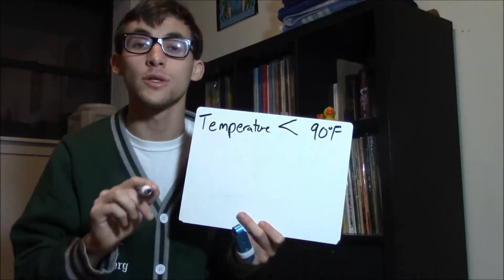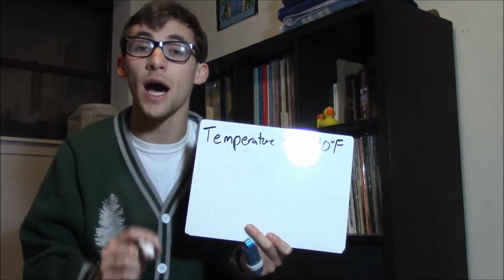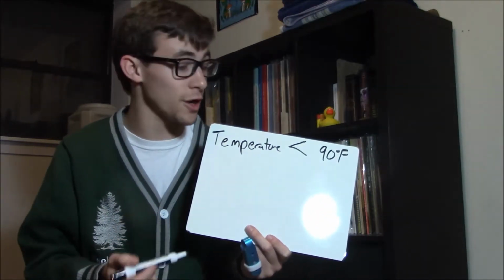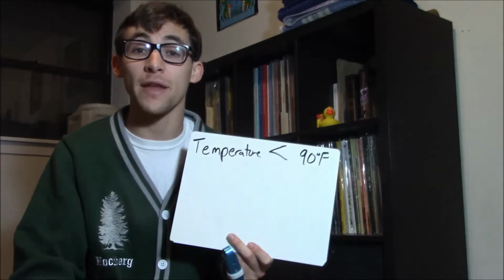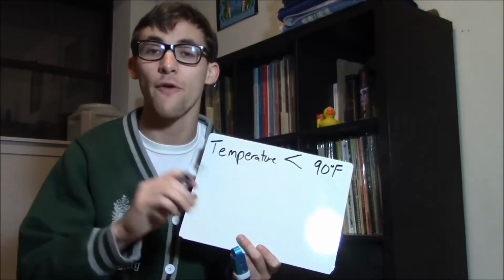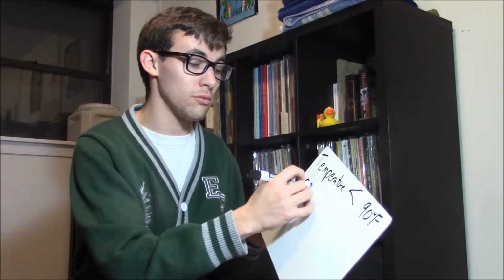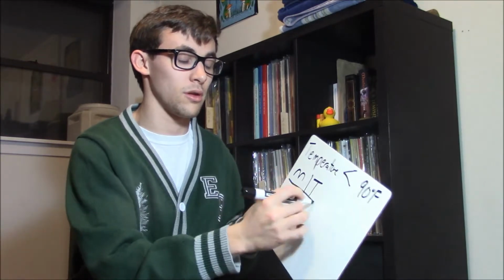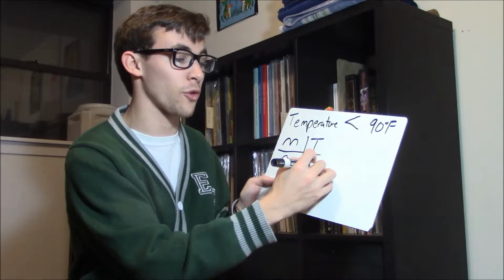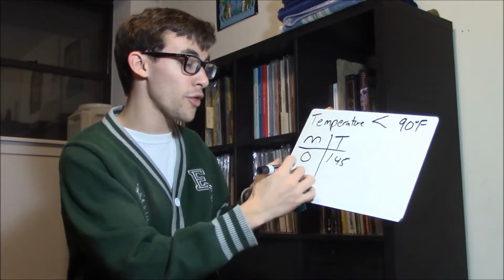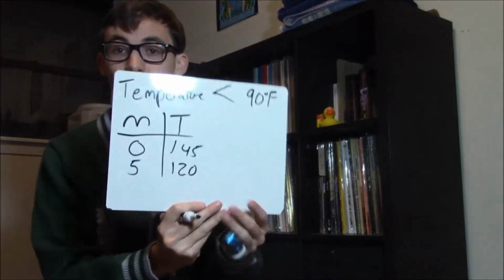Our problem told us to assume that the temperature of the soup is changing at a constant rate. This means we are dealing with a linear inequality. So I know I have to find the slope and y-intercept from the information I've been given. Now we know that at 0 minutes, when I first made the soup, it was 145 degrees. And we know that at 5 minutes, it was 120 degrees.